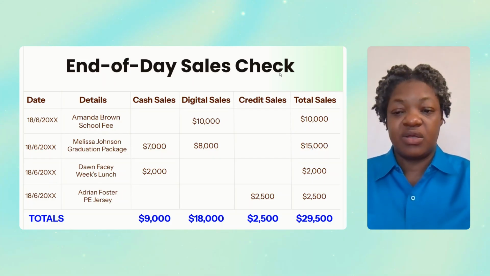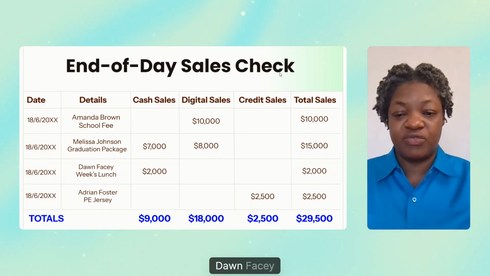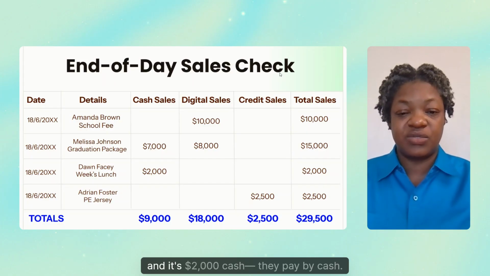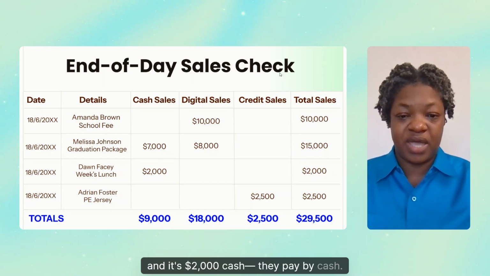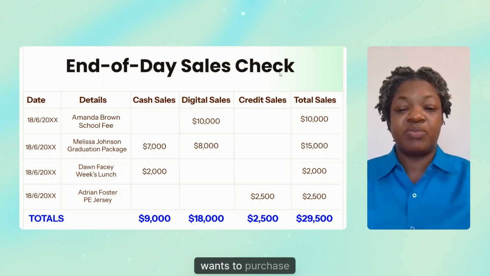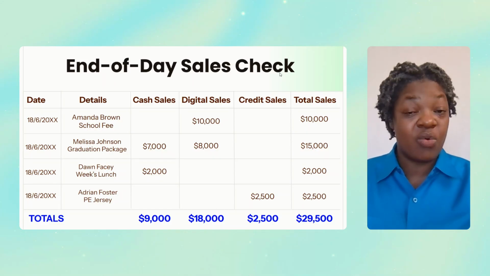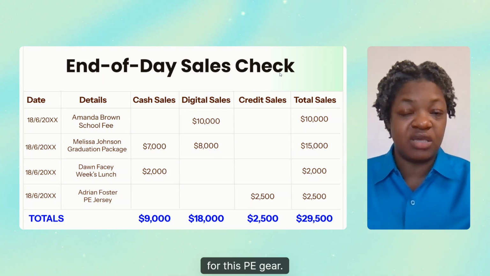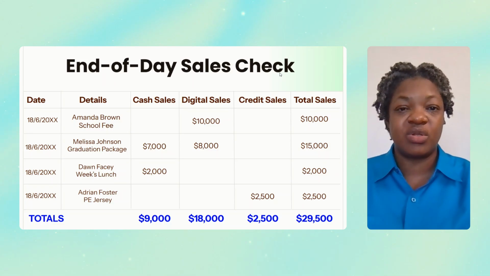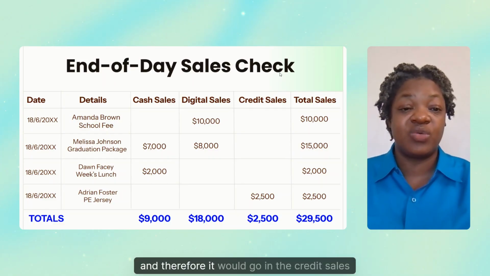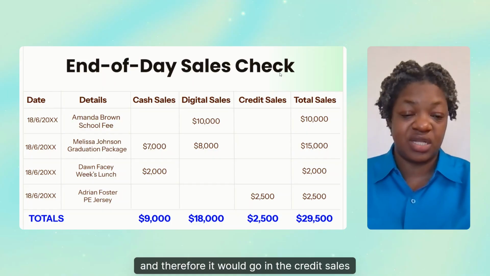Same day, 18th of June, Dawn Facey is paying for a week's lunch and it's $2,000 cash. They pay by cash. The 18th of June, Adrian Foster wants to purchase PE jersey gear. However, the parent does not have the money to pay upfront for this PE gear. Now, the school opts to credit this to the parent, and therefore it would go in the credit sales column.